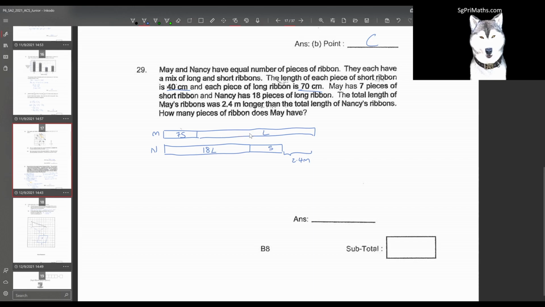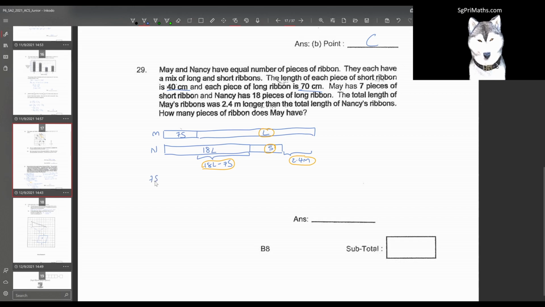So we can actually try to find the initial difference between the two of them here, because this is the difference between 18 long minus 7 short. And this difference here and this difference here added together will be the difference between this number of long ribbons and this number of short ribbons. Okay, so let's find the initial difference first.